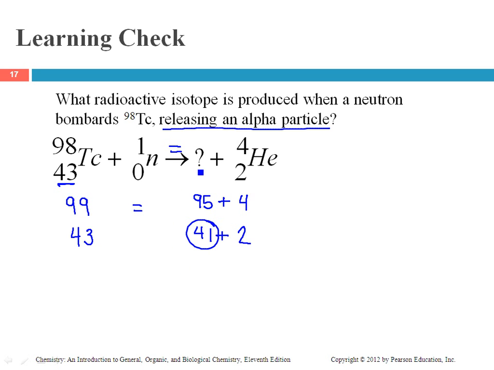So I'm just going to rewrite the whole thing. I'm going to get the symbol Nb, and we're going to have a 99 there. Let's make sure everything's balanced. We have a 95 there. So 95 plus our 4 of our helium gives us 99, which we have 99 total on our reactant side. We have 43 total on both sides: 43 plus 0, and 41 plus 2 equals 43.